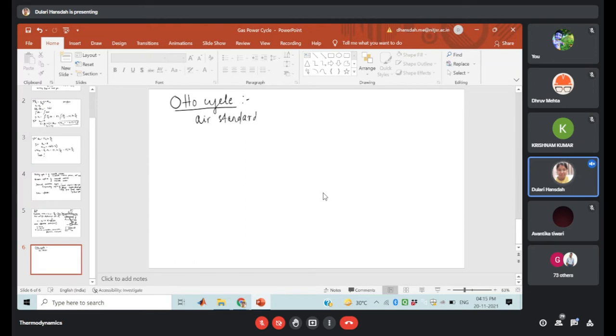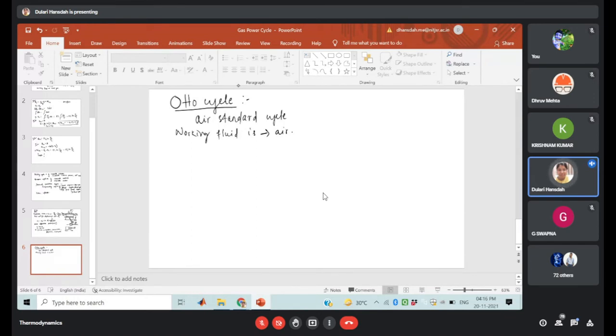Air standard cycle. So what is air standard cycle? Air standard cycle means we are simplifying the analysis of our reciprocating engine. In this cycle, the working fluid is our air. Whatever the properties of air are, we have to use those.